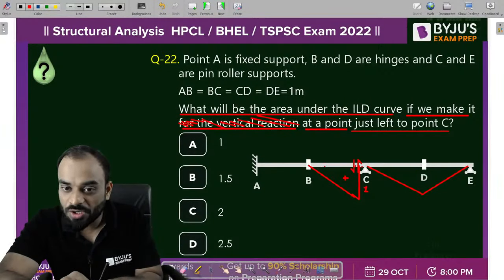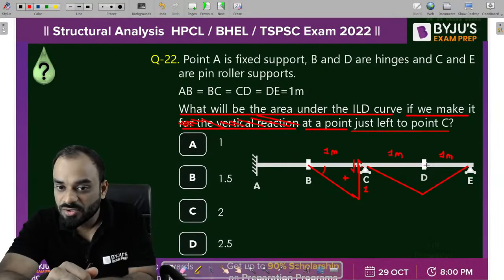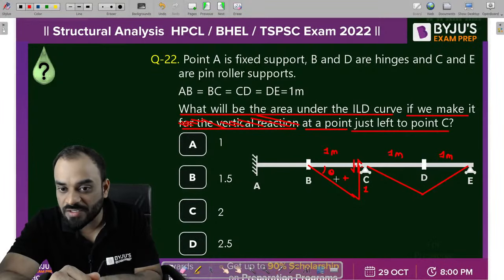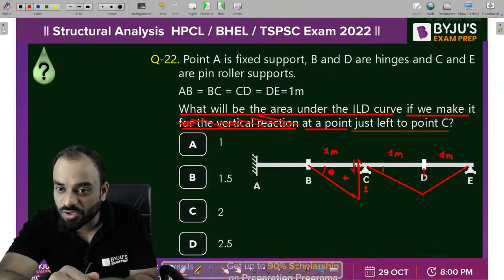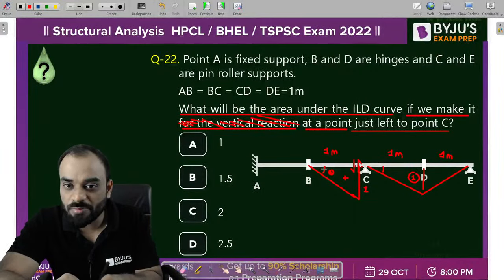It is 1. What is this angle? We know that, guys, this is 1 meter. This is 1 meter. This is 1 meter. So if this particular angle, you know that, guys, the same angle you will have over here also. That means this ordinate is also 1 meter. Or not 1 meter, it should be 1. Right? 1.